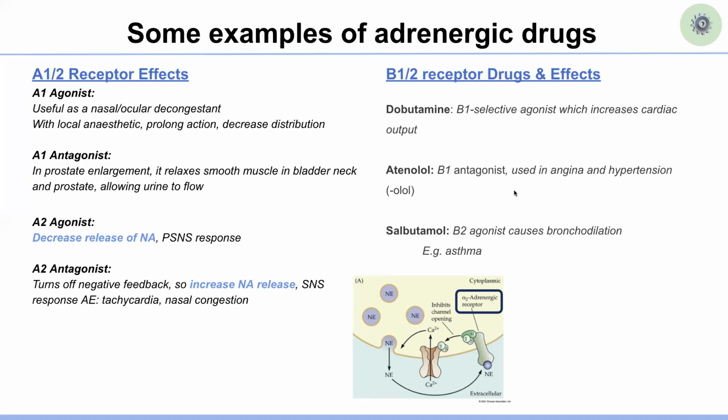For beta receptors, I'll give some examples too. So a beta-1 selective agonist, dobutamine, increases cardiac output, whereas atenolol, a beta-1 antagonist, decreases the heart rate, blood pressure, and contractility of the heart muscle. Salbutamol, a beta-2 agonist, causes bronchodilation and is the blue puffer that we use for asthma.